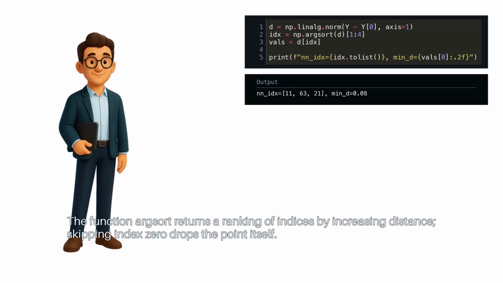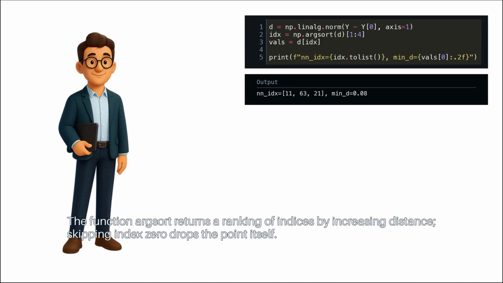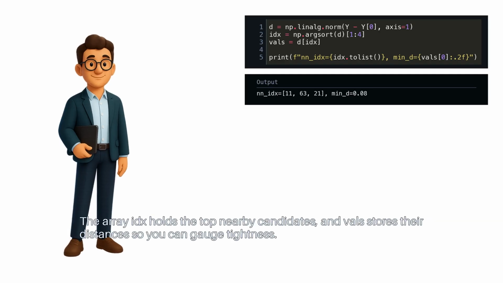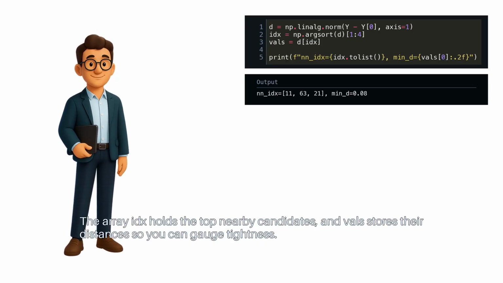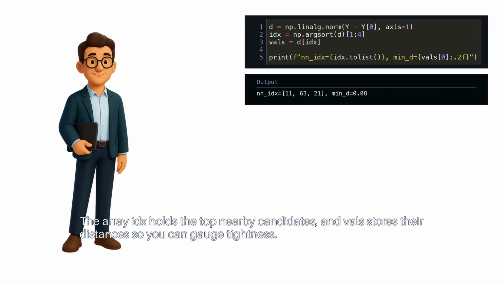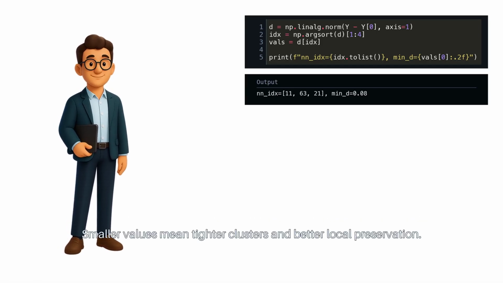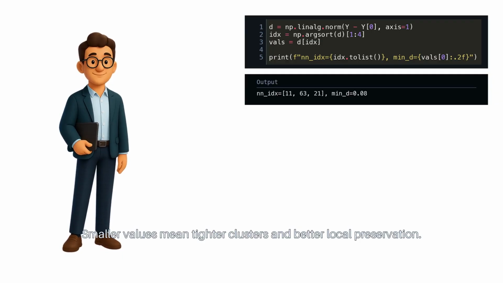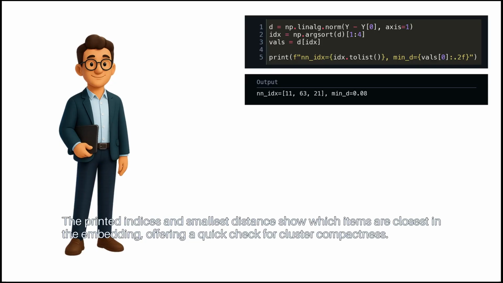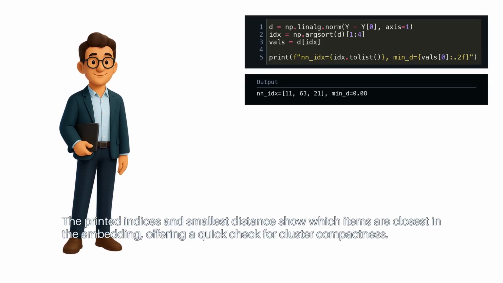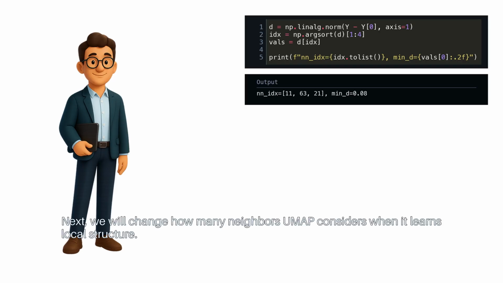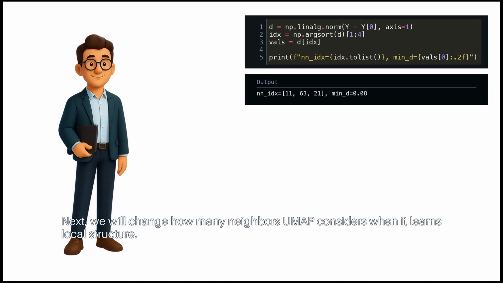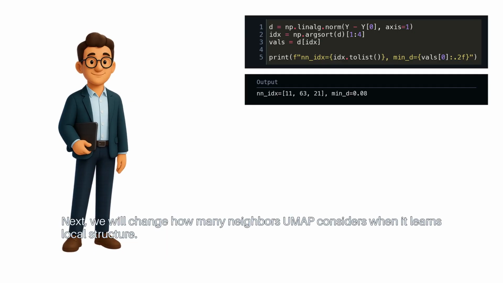The function argsort returns a ranking of indices by increasing distance. Skipping index 0 drops the point itself. The array IDX holds the top nearby candidates, and vals stores their distances so you can gauge tightness. Smaller values mean tighter clusters and better local preservation. The printed indices and smallest distance show which items are closest in the embedding, offering a quick check for cluster compactness.